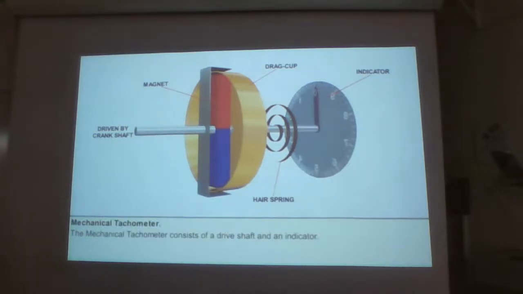The mechanical tachometer consists of a flexible drive shaft and the tacho indicator. One end of the flexible drive shaft is connected to the tacho indicator in the cockpit. The other end goes to the accessory drive casing on the engine, where it's driven through gears from the crankshaft. The input drive causes a magnet to rotate. The magnet rotates inside a copper or aluminium drag cup. This induces eddy currents in the aluminium drag cup.